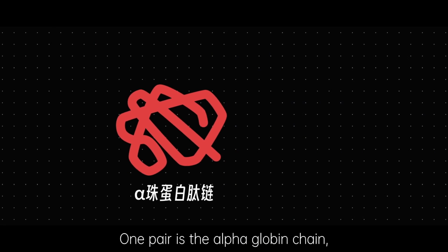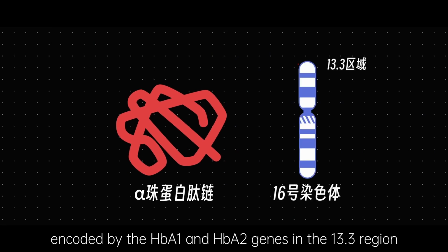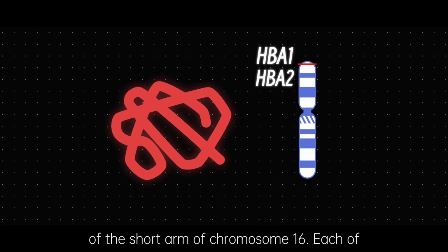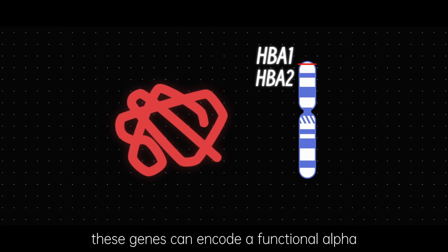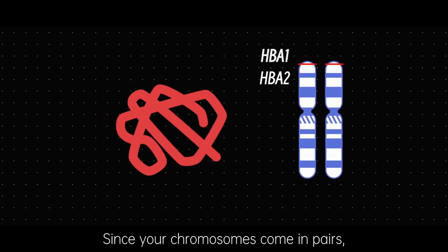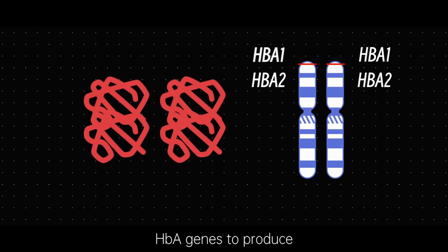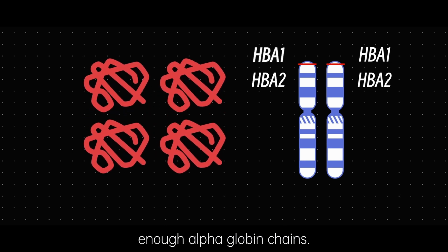One pair is the alpha globin chain, encoded by the HbA1 and HbA2 genes in the 13.3 region of the short arm of chromosome 16. Each of these genes can encode a functional alpha globin chain. Since your chromosomes come in pairs, you normally have 4 functional HbA genes to produce enough alpha globin chains.